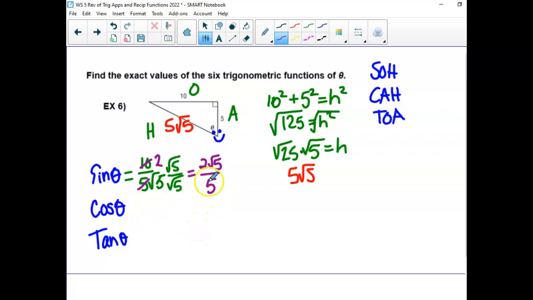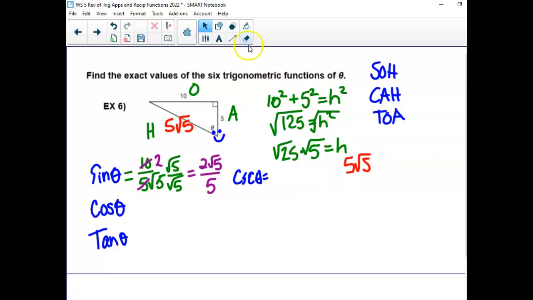Okay. You want to do the reciprocal while we're at it? What's the reciprocal of sine? Cosecant. Okay, I don't have room. Can I move this? This was the hypotenuse. All right. If I flip this original one over, I have to rationalize it all over again. It's a big pain in the neck.